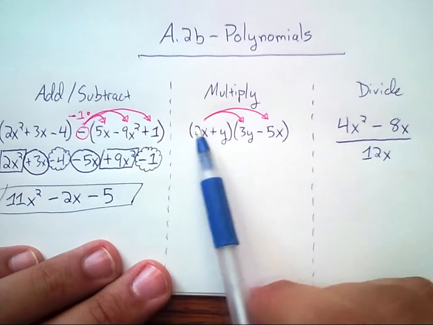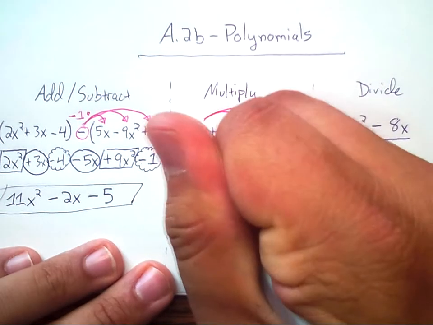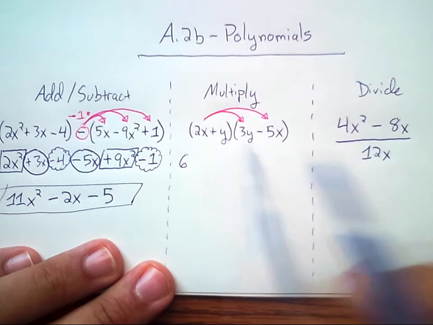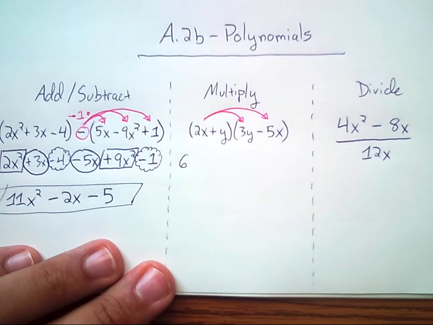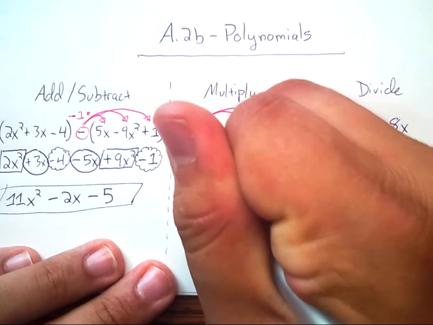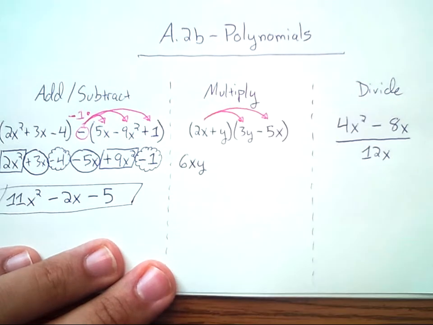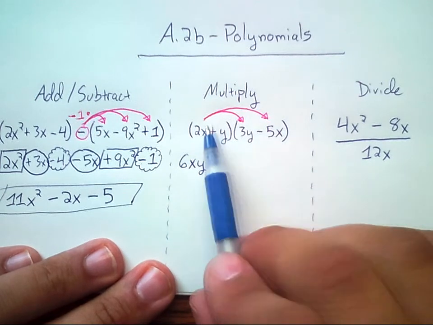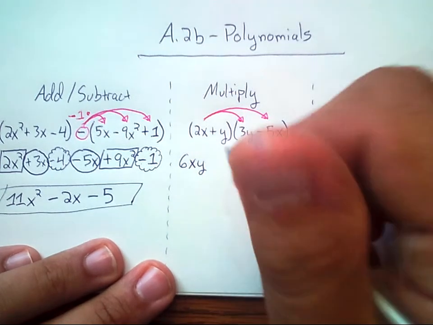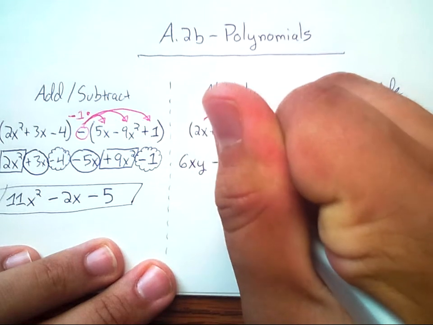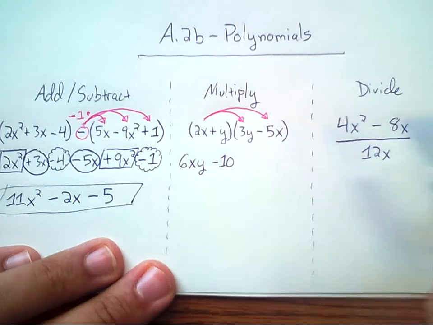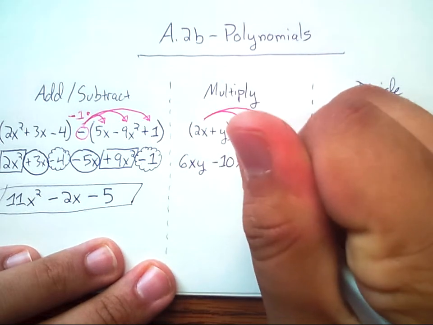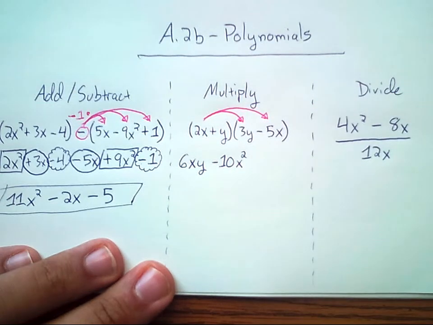So 2 times 3, well, that's 6. X times y. They're not the same variable. So they're just going to coexist next to each other, just like that. Then we're going to do 2x times negative 5x. So 2 times negative 5, we talked about this, numbers are numbers, so this will become minus 10. X times x, if you think back to our exponent unit, this will become x squared.